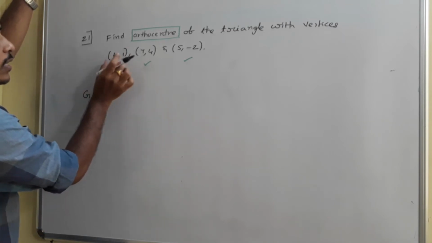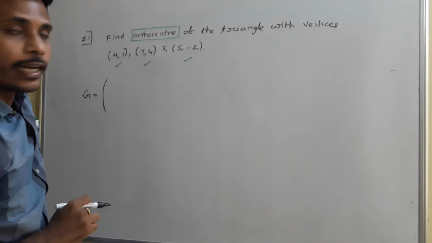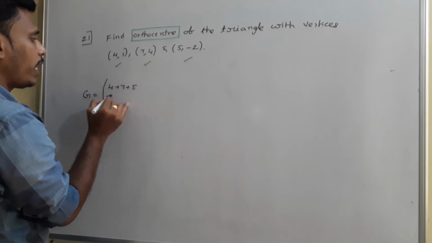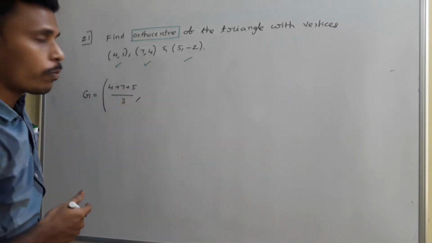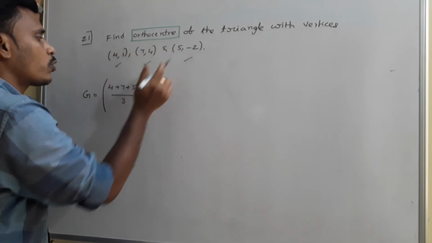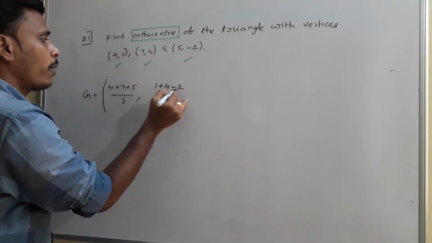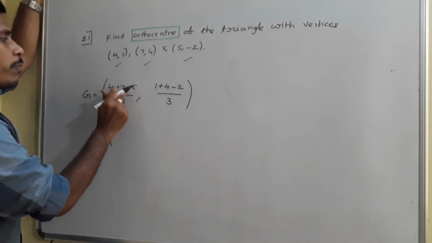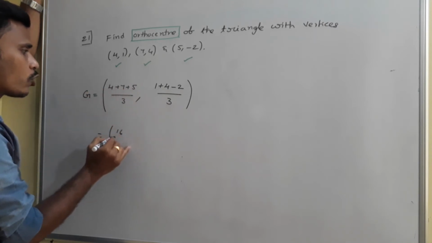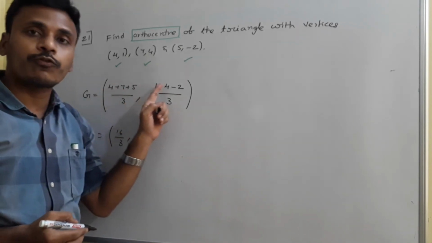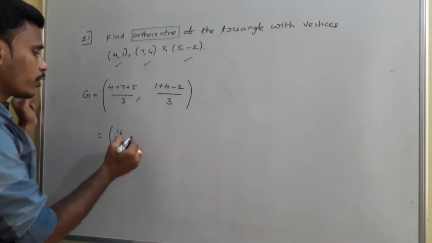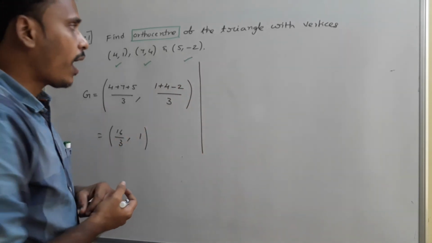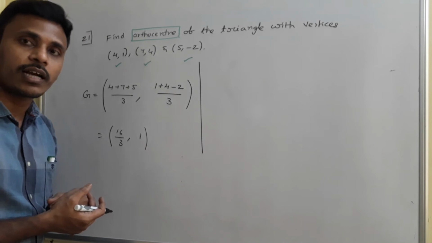Take these points as (x1, y1), (x2, y2), (x3, y3). Centroid means (x1 plus x2 plus x3) by 3, so (4 plus 7 plus 5) divided by 3, and then (y1 plus y2 plus y3) by 3, so (1 plus 4 minus 2) by 3. When you calculate, 7 plus 5 is 12 plus 4 is 16, so 16 by 3 comma 1 plus 4 is 5 minus 2 is 3, by 3 is 1. So the centroid is (16/3, 1). Okay. You just keep it aside. I have the centroid and its coordinates are (16/3, 1).